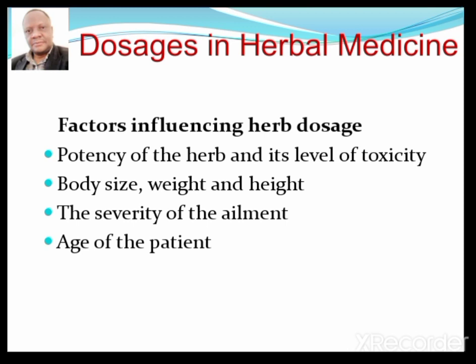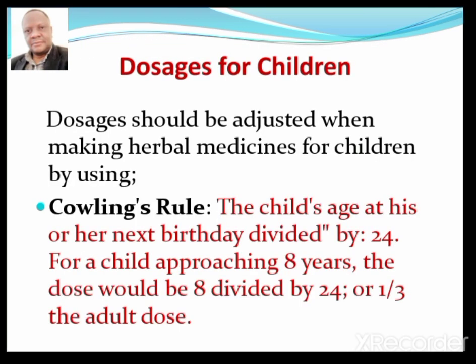So the administrable adult dose can be known, but then it could be varied based on these factors that have been enumerated. For children, the dosages should be adjusted when making herbal medicines for children. A method which is very popular, which I also love, is Cowling's rule. And this is how it is calculated: the child's age at his or her next birthday divided by a constant 24.